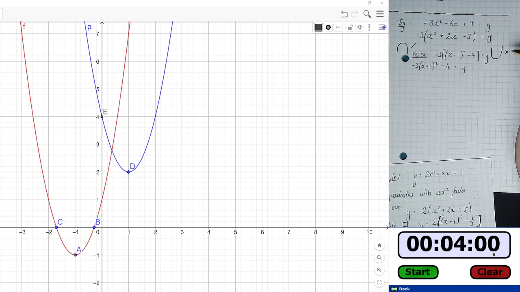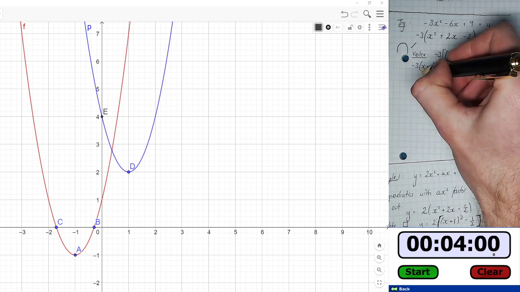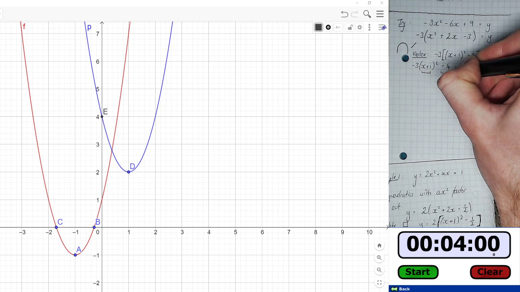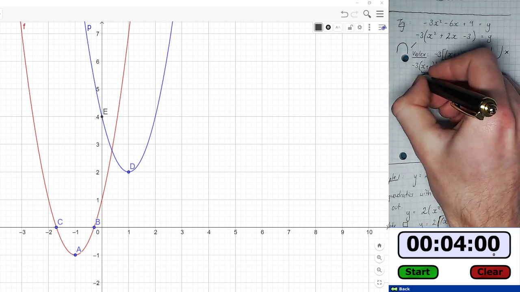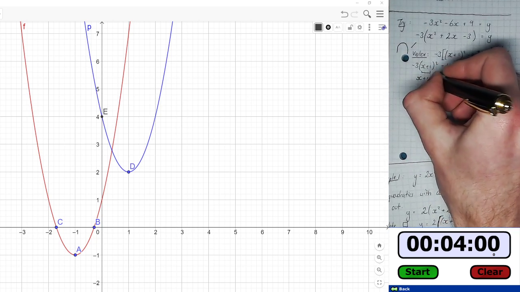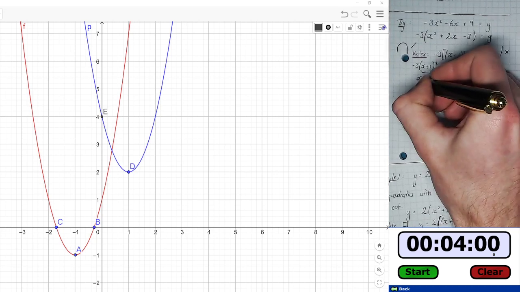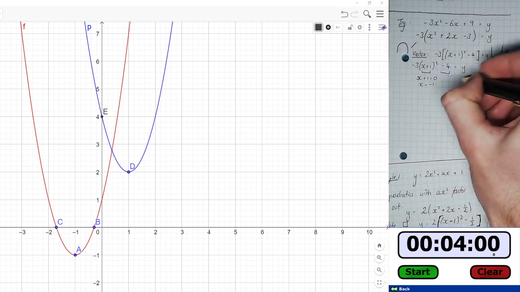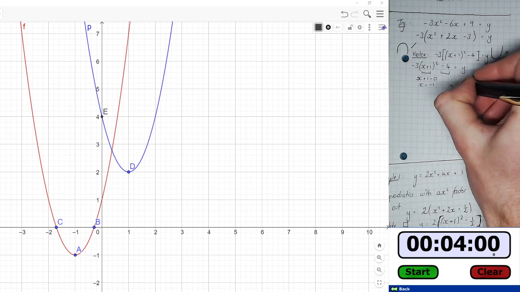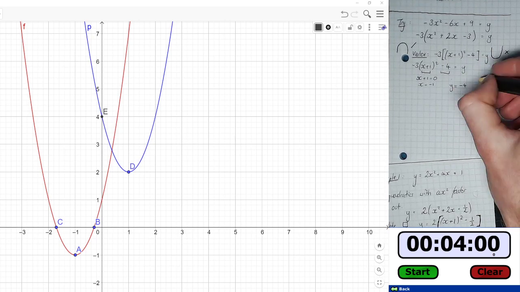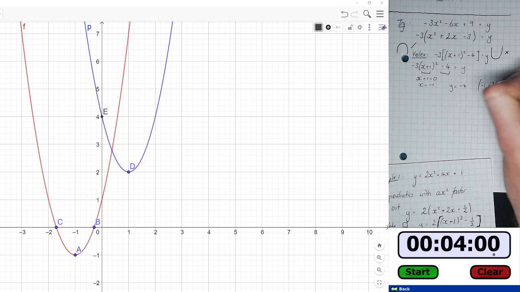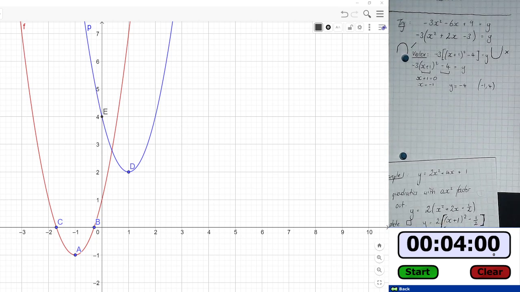To find our vertex, we look at this bit and this bit. So when x plus 1 equals 0, we have x is equal to negative 1 and y is equal to negative 4. So there's our vertex.